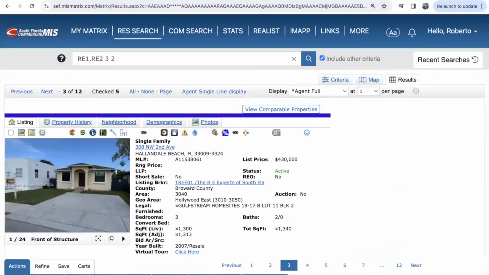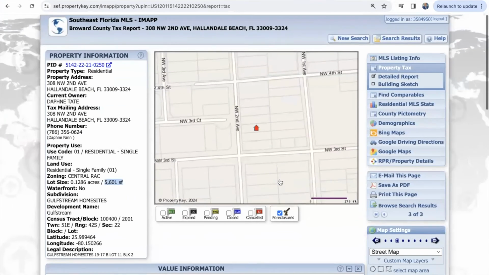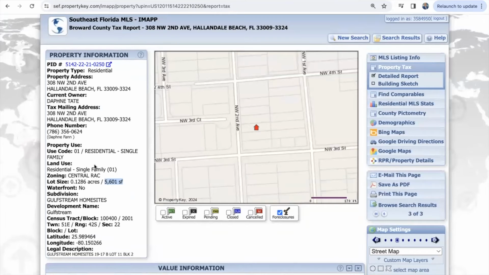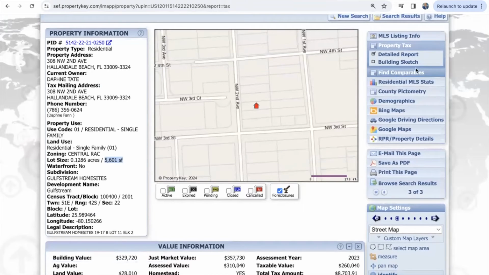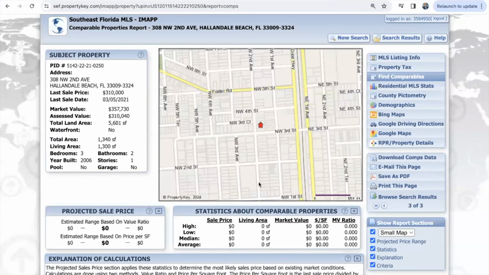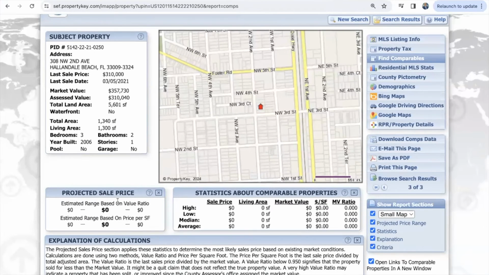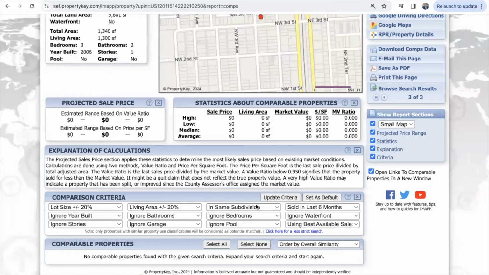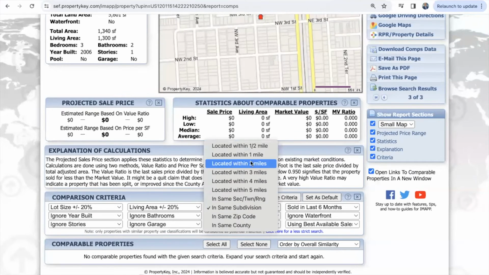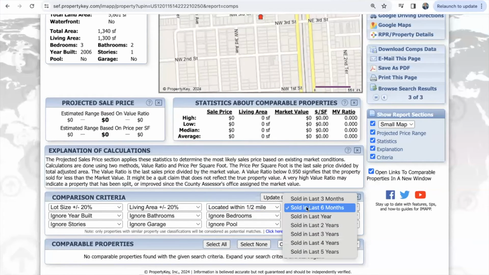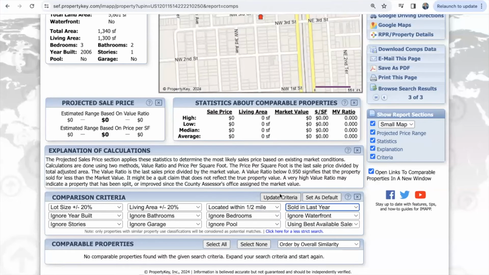And then also look, when I clicked on IMAP, it opens up IMAP right here, right? And we're gonna go ahead and click on find comparables. Let's show you how to do it on IMAP. It's real simple. Click on find comparables. And of course, we got no comps, okay? Because I'm doing same subdivision. We're gonna go half a mile, and we're gonna go 1 year. And we're gonna hit update criteria.